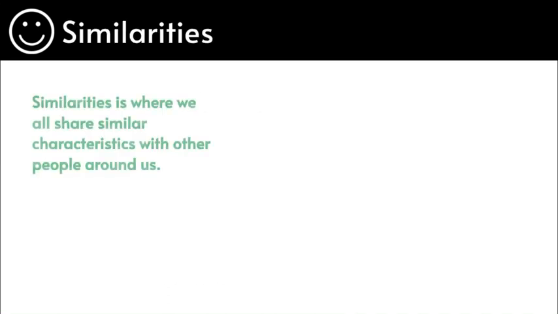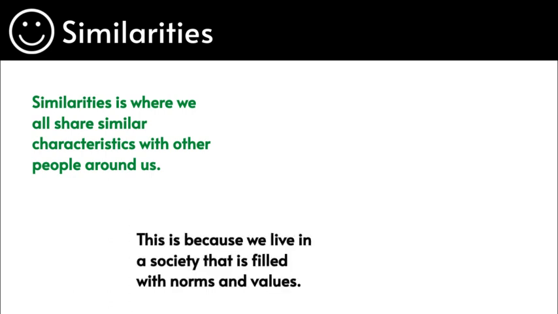So similarities is the first section. Similarities is where we all share similar characteristics with each other and the people around us. And this happens because we are all socialized into norms and values. For those of you who don't know, norms is something normal. For example, table manners. If my parents have taught me table manners, so that's something every parent teaches their child. So hence we all share similar table manners like other people around us. Hence, it falls into the similarities bracket where we all share similar characteristics with other people around us because we live in a society which depends on norms and values.